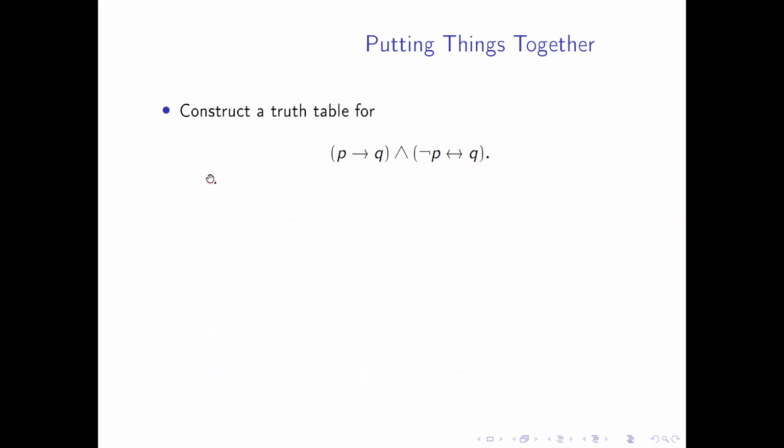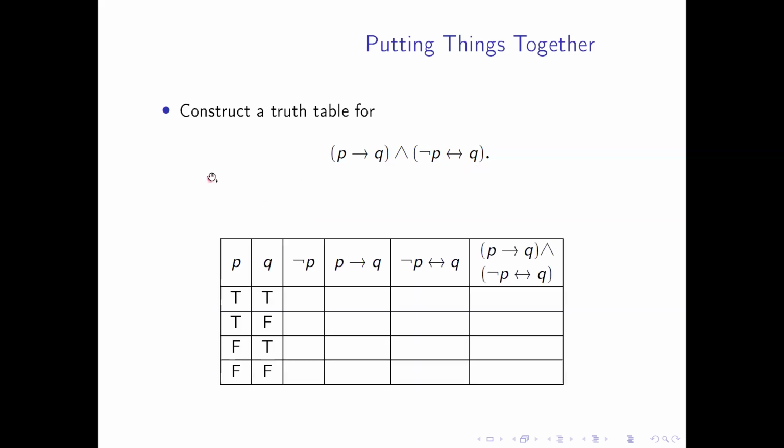So to make a truth table, you're going to need a lot of different things. You're going to need P and Q because we have those. We have not P. Notice we don't need a not Q because we have no not Q in here. I have to find P implies Q. I have to do the not P if and only if Q. And then I can do the whole thing combined together. Go ahead and pause the video and fill out this table.